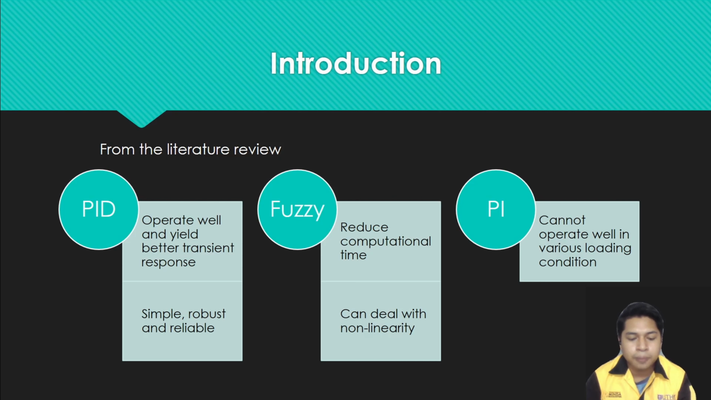From the literature review that I have made, I found these controllers that can be used to control the speed of a BLDC motor. The first one is the PID controller, which can operate well and yield a better traction response. It is simple, robust, reliable, and easy for the consumer to use. The second one is the fuzzy logic controller. Fuzzy logic controllers have many advantages, such as reducing the computational time, and they can also deal with non-linearity.